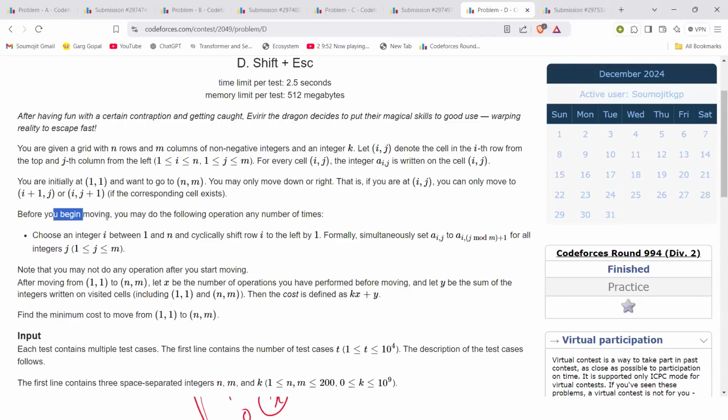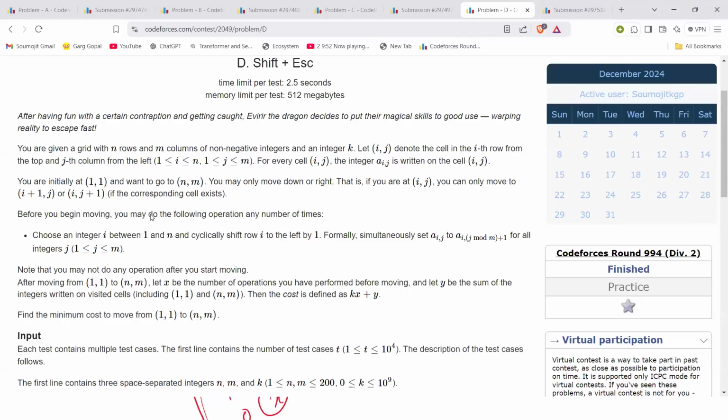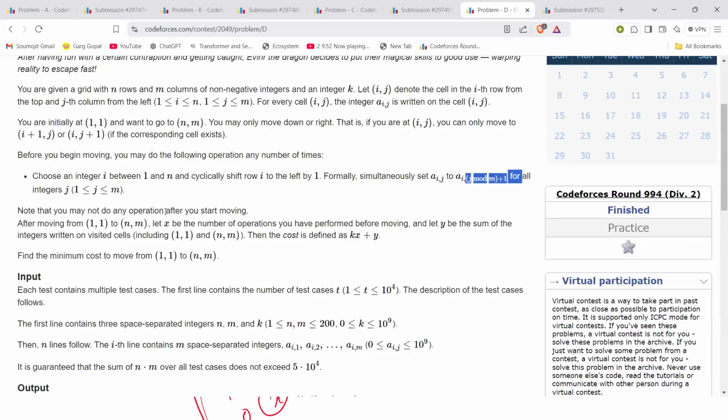Before you begin moving, you may do the following operation any number of times. What is the operation? Choose an integer i between 1 and n and cyclically shift row i to the left by 1. So formally, simultaneously set a_ij to a_i,(j mod m)+1 for all integers j. Note that you do not do any operation after you start moving.